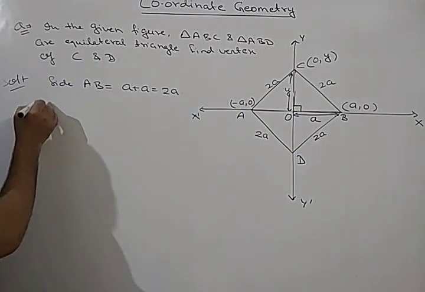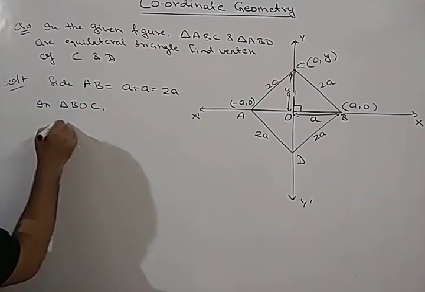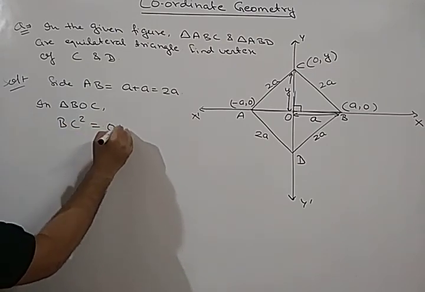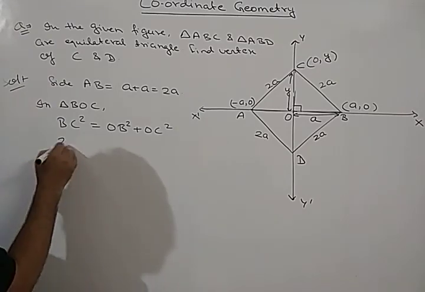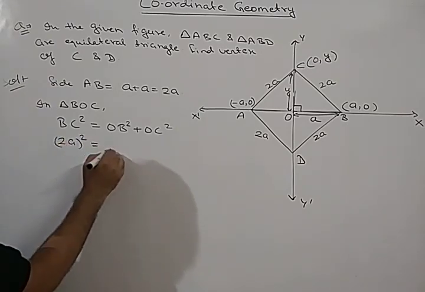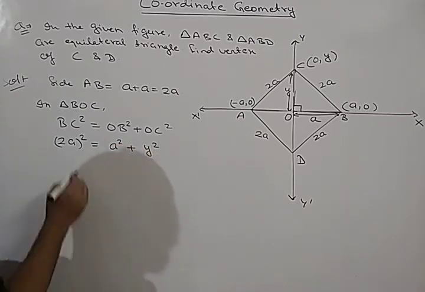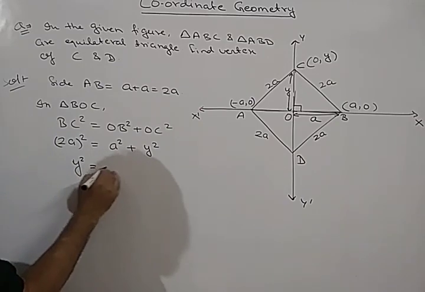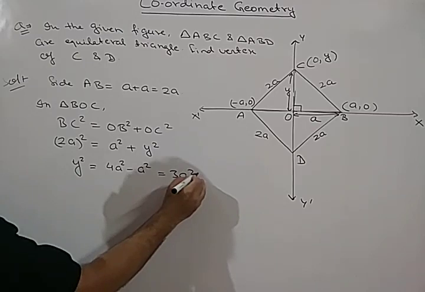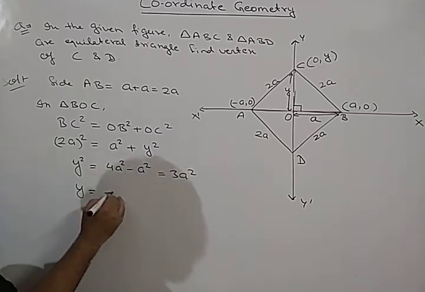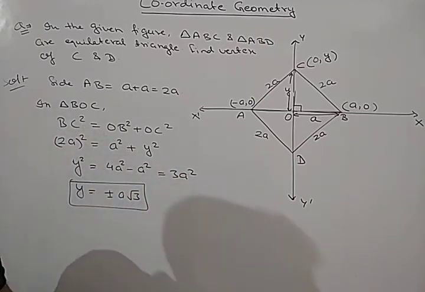So now in triangle BOC, by Pythagoras theorem, we will get BC square is equal to OB square plus OC square. Now putting these values, BC square is 2a whole square, is equal to OB square, it means a square, and OC square, it means y square. So we will get the value y square is equal to 4a square minus a square, which will be equal to 3a square, or y will be equal to plus minus a root 3. This will be the value of y.